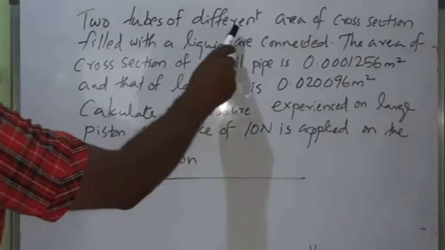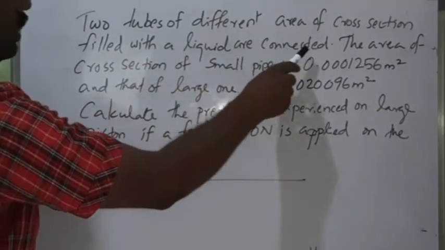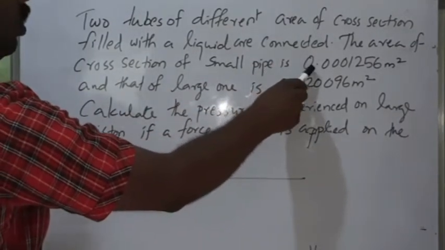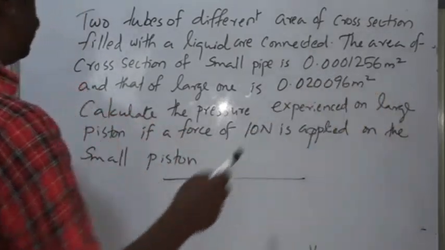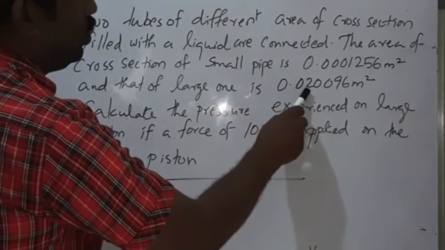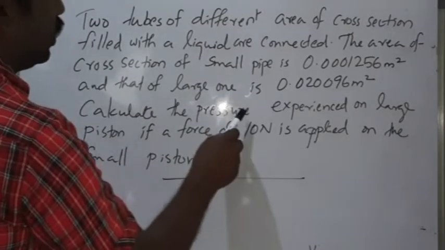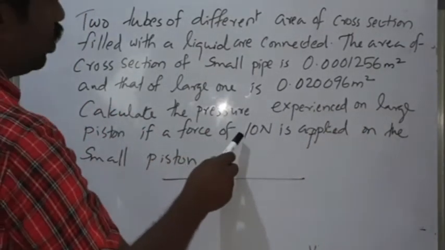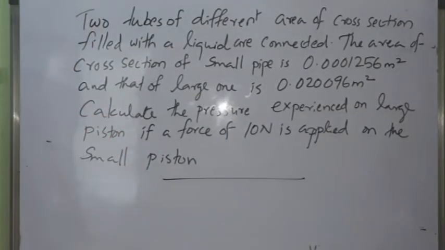Two tubes of different area of cross section filled with a liquid are connected. The area of cross section of the small pipe is 0.000126 meter square and that of the large one is 0.020096 meter square. Calculate the pressure experienced on the large piston if a force of 10 Newton is applied on the small piston.